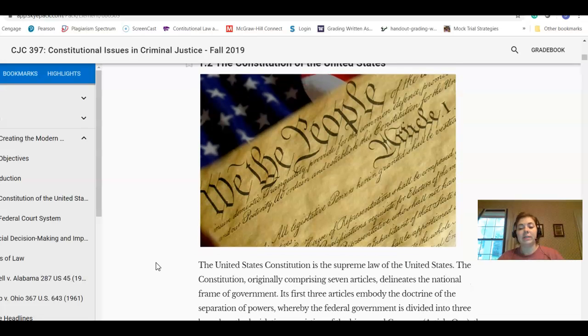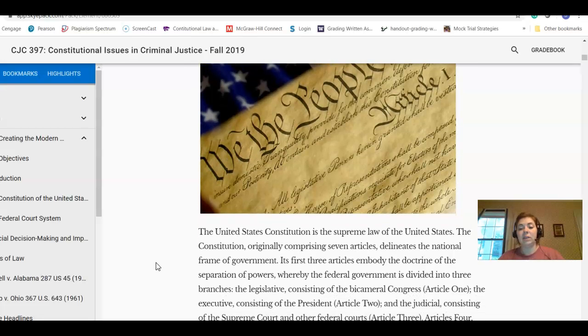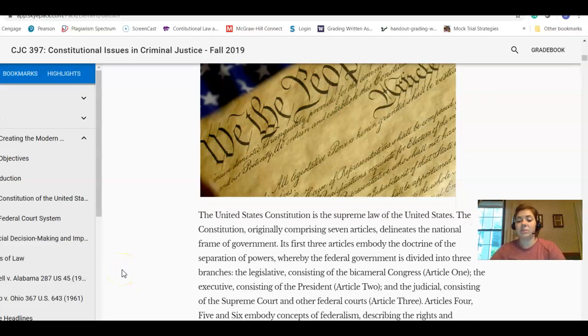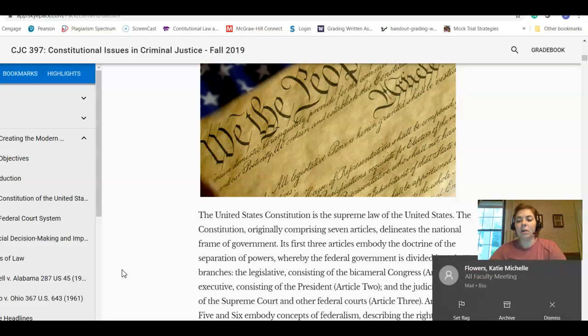The first 3 deal with the 3 main branches of government and the separation of powers between those branches of government. So Article 1 deals with Congress, Article 2 deals with the President, and Article 3 deals with the federal courts. For our purposes, that one is the one that we're going to be spending time on.